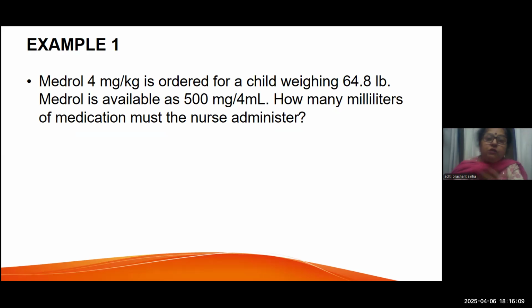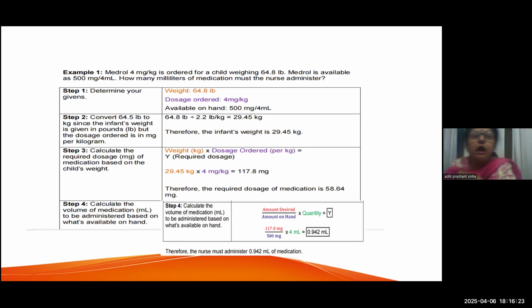Now you see, if you look at this question, you may feel how difficult it is. How will I do it? It is such a simple step. You have to convert this weight first into kg, and then you have to put it into the same formula. So here you see how it is done.